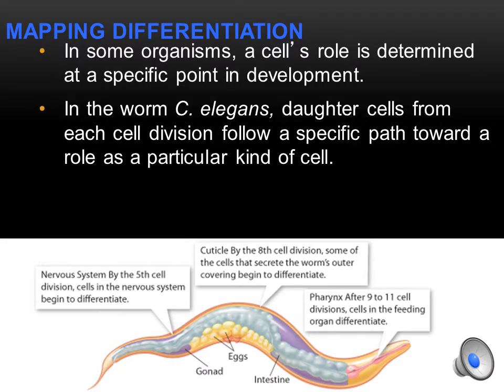In some organisms, a cell's role is determined at a specific point in development. Here's an example of C. elegans, that's a scientific name, for a microscopic type worm. And if you notice here on the picture, it says the nervous system by the 5th cell division begins to differentiate. By the 8th cell division, some of the cells that secrete the worm's outer covering begin to differentiate. And then after the 9th or 11th cell division, cells in the feeding organ differentiate.